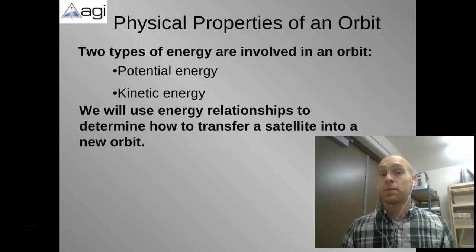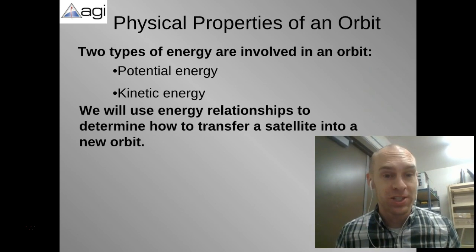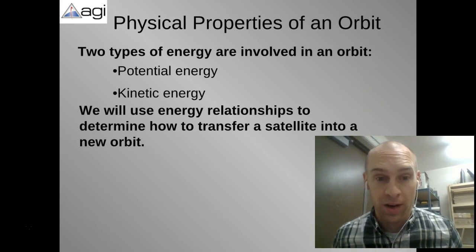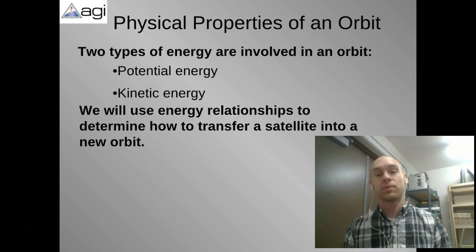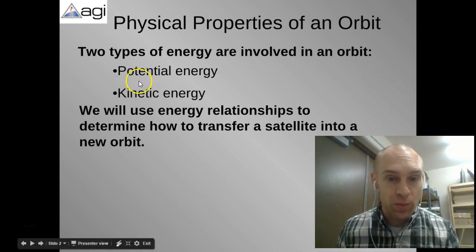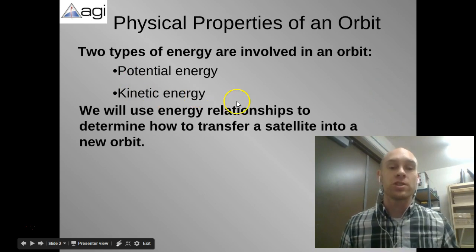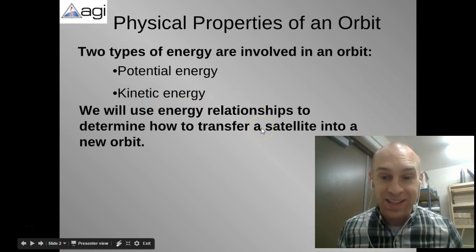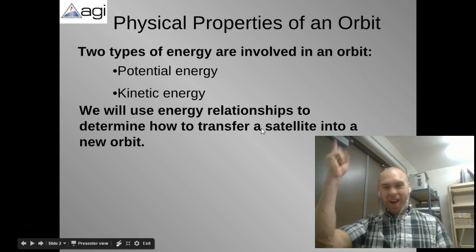Physics. There are two types of energy involved in an orbit, potential energy and kinetic energy. And from physics class, you probably already know what those things are. But the equations for those are slightly different with respect to orbits. So write those two words down, and we will use these energy relationships to determine how to transfer a satellite into a new orbit.